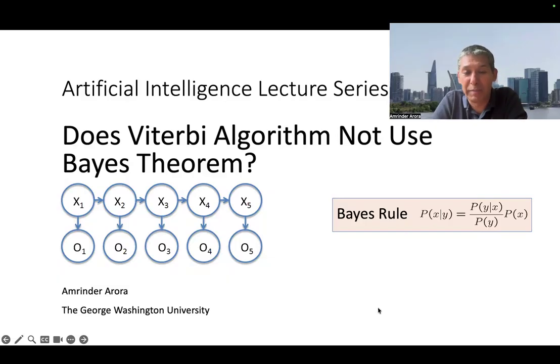Now, as you may recall, Bayes' theorem says that P of x given y is equal to probability of y given x times probability of x, divided by probability of y. And why is Bayes' theorem itself such a central theorem in computer science, AI and machine learning? Because x usually stands for the root cause and y usually stands for the symptom.